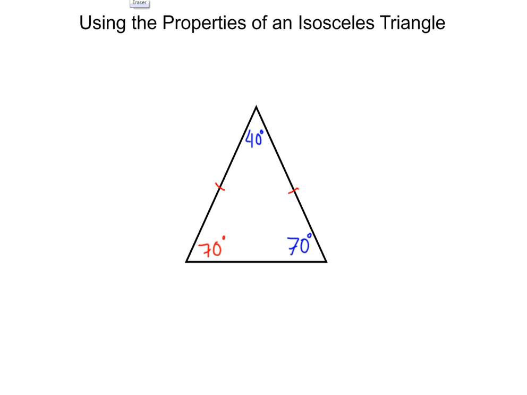Another thing they may ask you is they may give you that third angle and ask you what the other two are. Well, since 180 minus 40 is 140, you just take that and divide it by 2 to get your remaining two angles. So that's 70 once again.